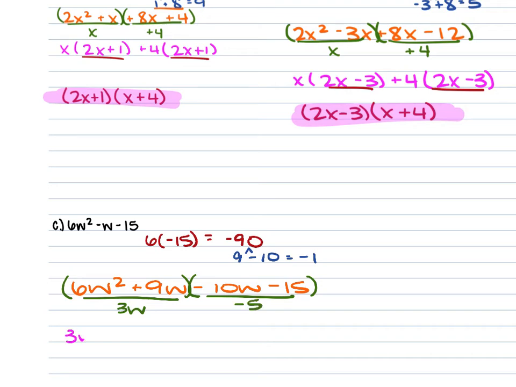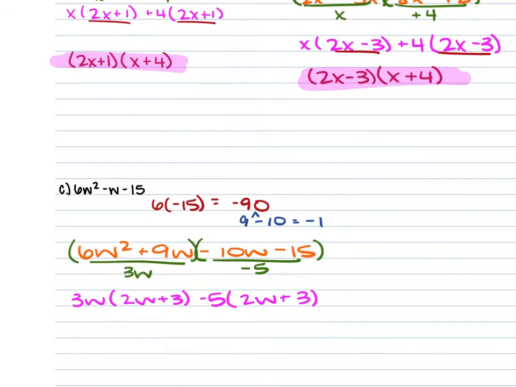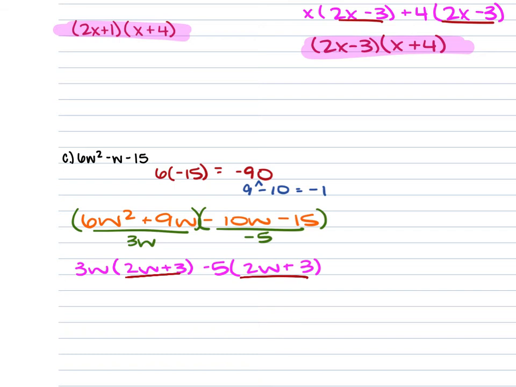So this is going to be 3w times 2w plus 3 minus 5 times 2w plus 3. Your two sets of parentheses are the same here. So this is going to give you 2w plus 3 times 3w minus 5.